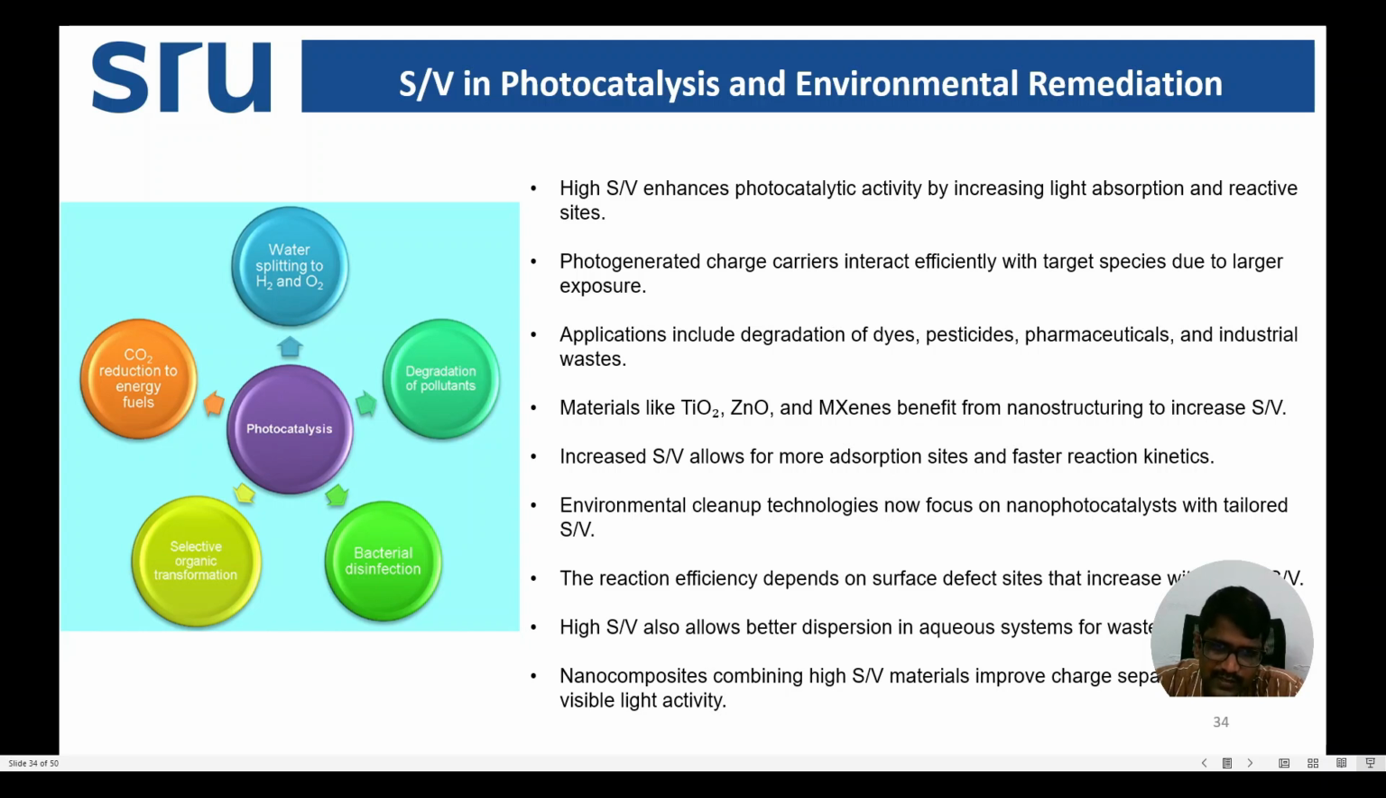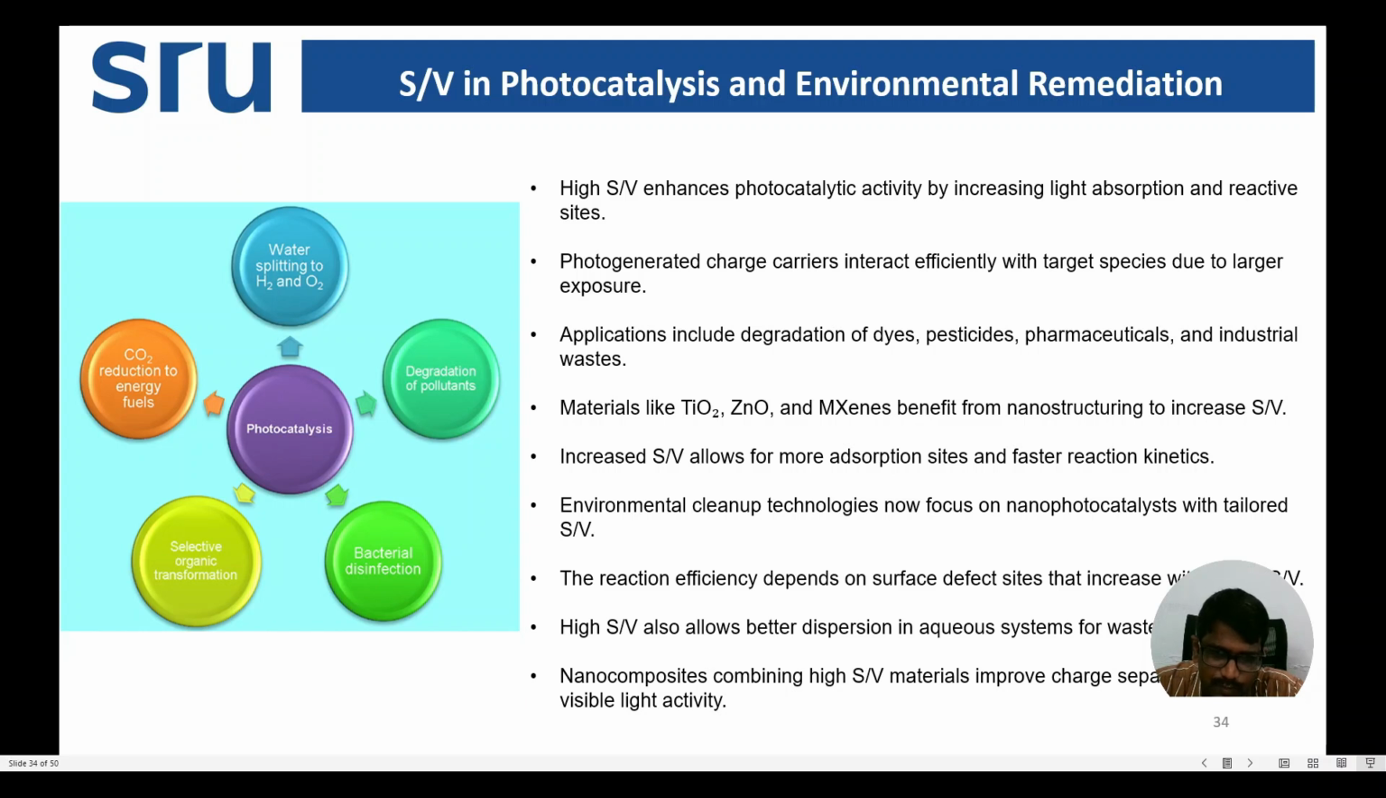Okay, and also materials like TiO2, zinc oxide, and MXenes benefit from nanostructuring to increase surface to volume ratio. Also, we already discussed, once we increase this surface to volume ratio, what will happen? More active sites will be created. More active sites means faster reaction kinetics, so the reaction will be very fast, so that the impact will be more.